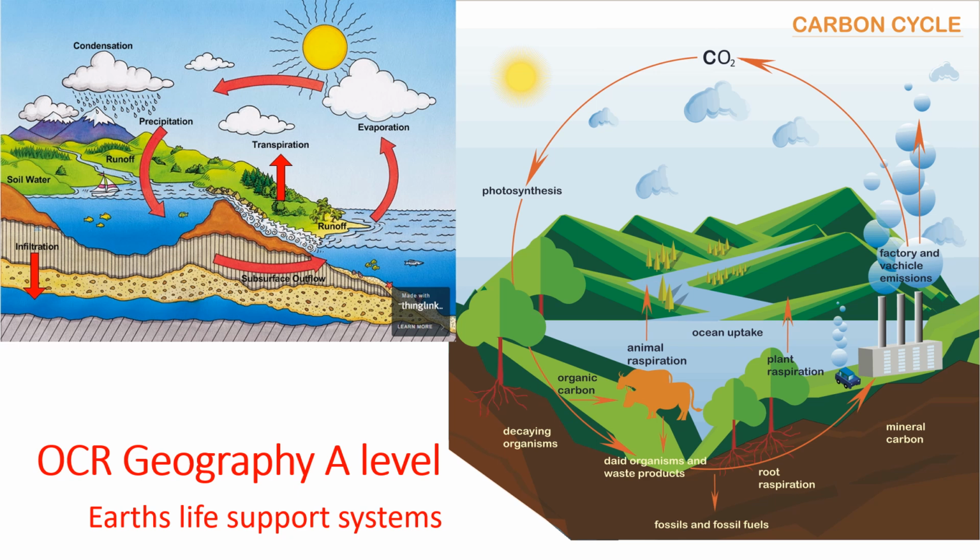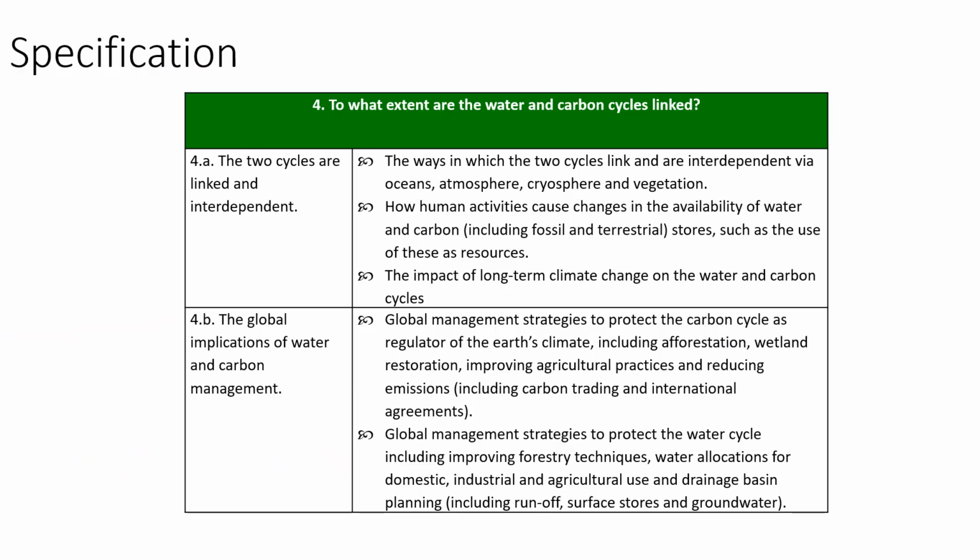Today we are going to be thinking a little bit about the Earth's life support systems for OCR Geography A-Level. And we're going to be focusing on key question 4, which is looking at the question, to what extent are the water and carbon cycles linked?